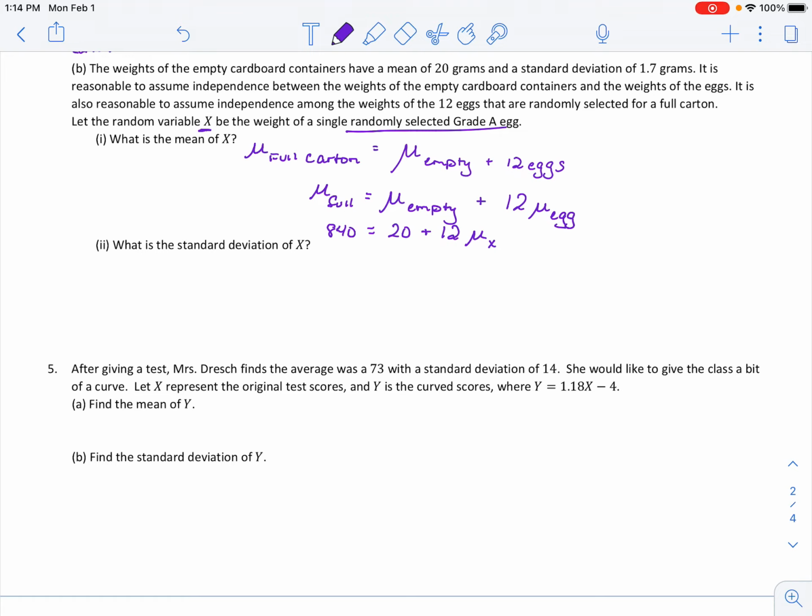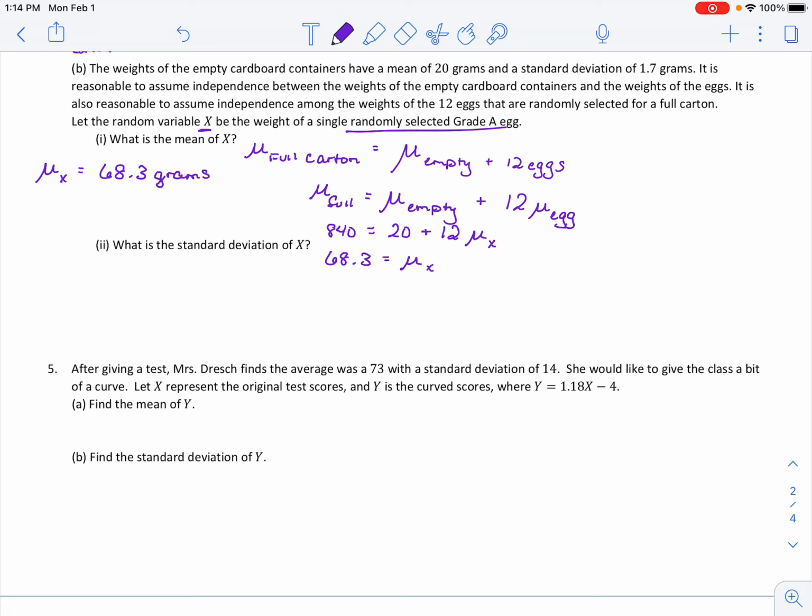So I'm going to subtract 20 and get 820. I'm going to divide 820 by 12, and I get about 68.3 for my average of one single egg. So that's what I'm going to take note of here. Mu sub X is 68.3 grams.